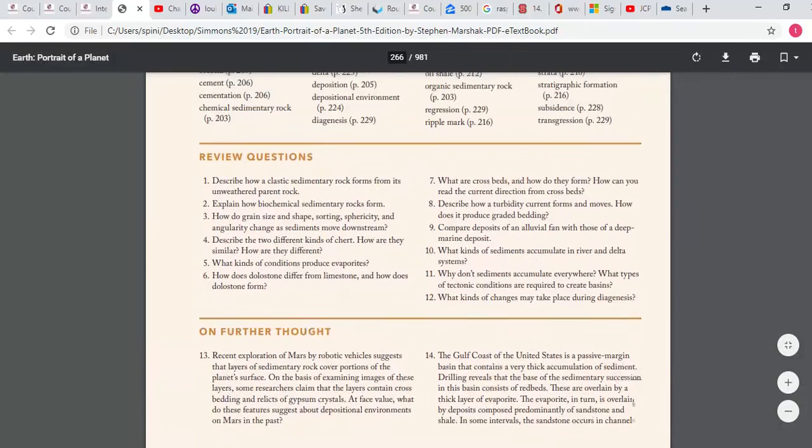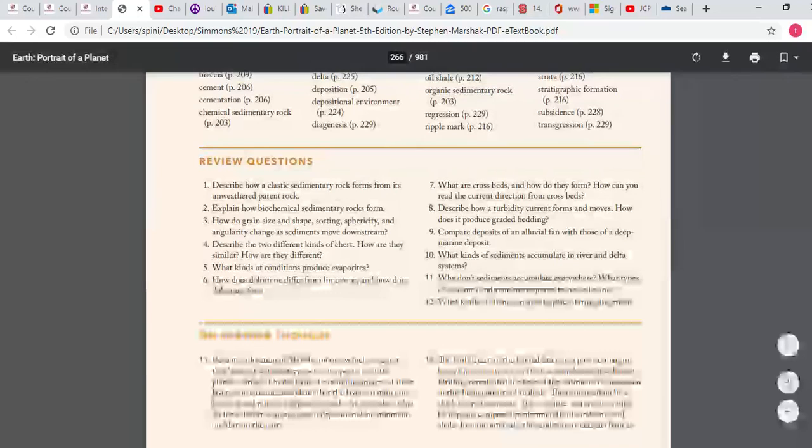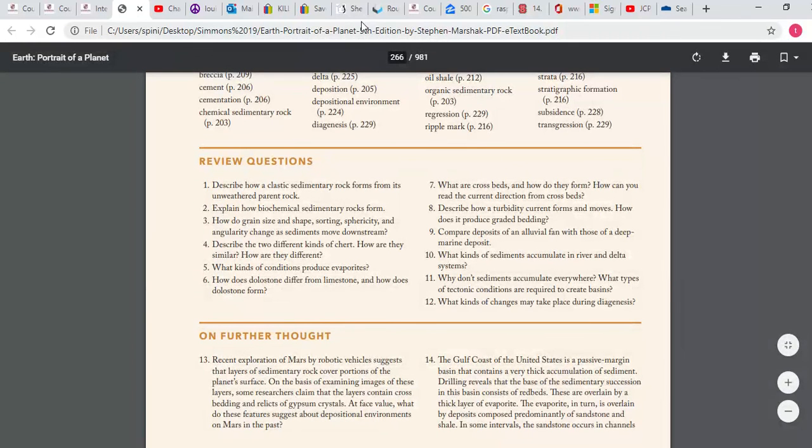All right, here are your questions that you can answer. Review questions. Pick 5 of those if you wish, and turn those in to me. And very soon we will talk about our third type of rock, metamorphic rock, in our next lecture.